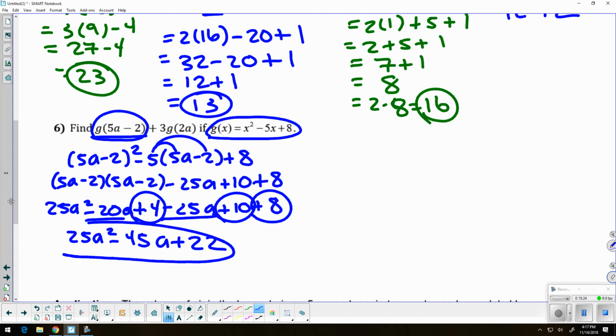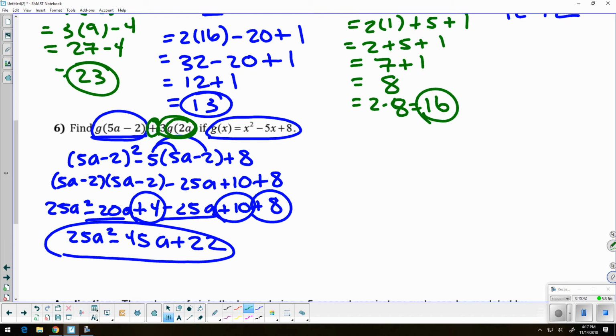Now we have to do the second part. I'll do a different color. Once we have that, we're just going to add them. Once it's all said and done, then we're good to go. So 3 times g of 2a. First, just do g of 2a. Once you have that, times it by 3.